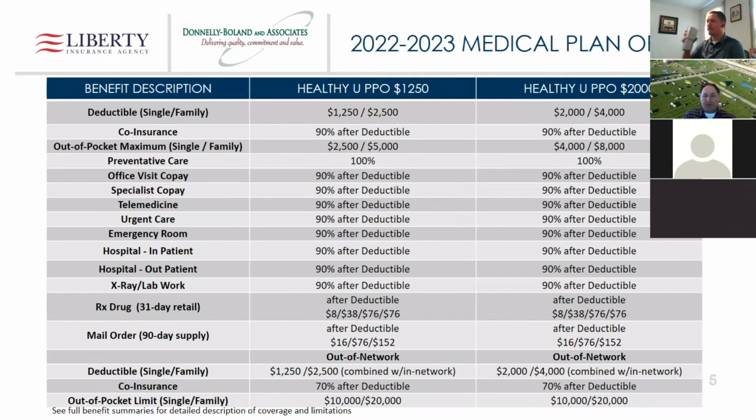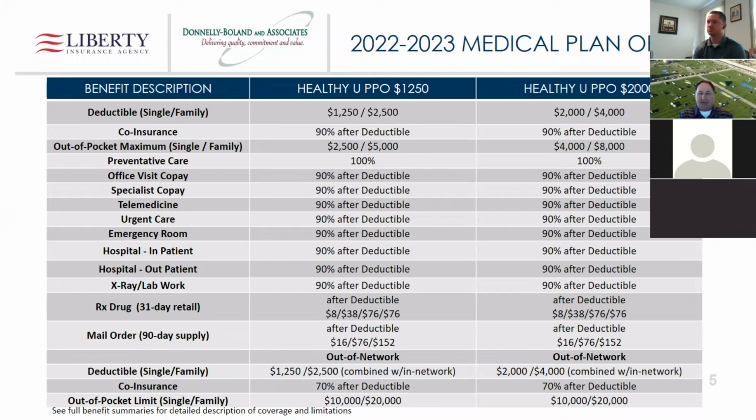Everything else, if you look down below, your office visit copay, specialist, telemedicine, urgent care, emergency room, hospital inpatient, outpatient, x-ray, lab work, it's all covered 90% after deductible. The deductible is $1,250 on the one plan, $2,000 on the other. And again, you do have an out-of-pocket limit. So in the first plan, the $1,250, let's suppose the claim was $100,000. You would only owe $2,500. If it was $500,000, you would only owe $2,500.